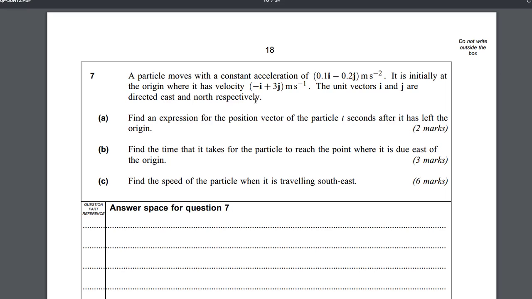In question 7, a particle moves with constant acceleration of 0.1i minus 0.2j meters per second squared, and it's initially at the origin where it has velocity minus i plus 3j meters per second. The unit vectors i and j are directed east and north respectively. In part A, we need to find an expression for the position vector of the particle t seconds after it has left the origin. So we'll start by writing down what we know.